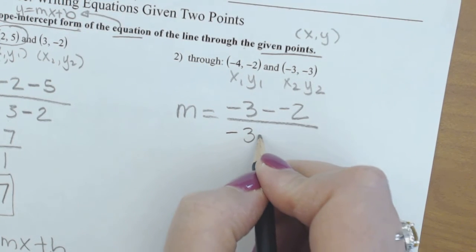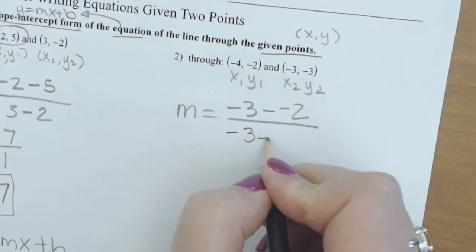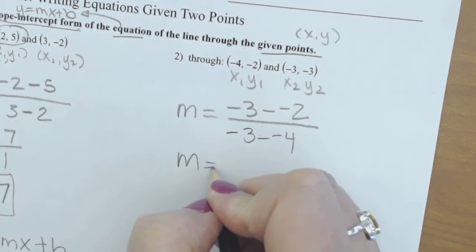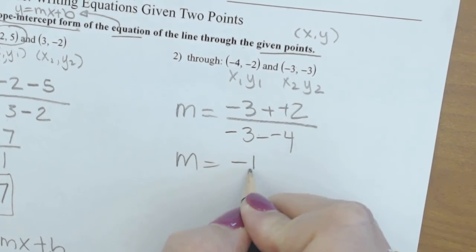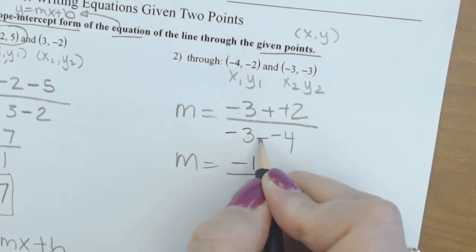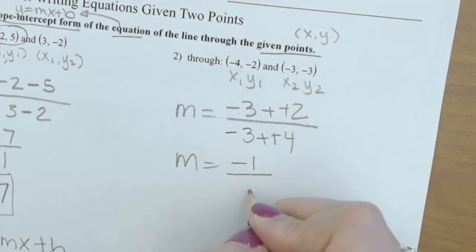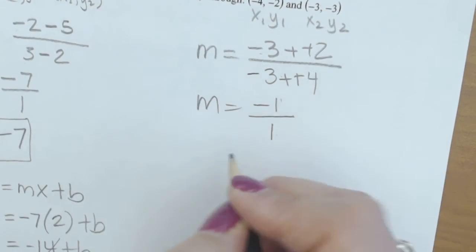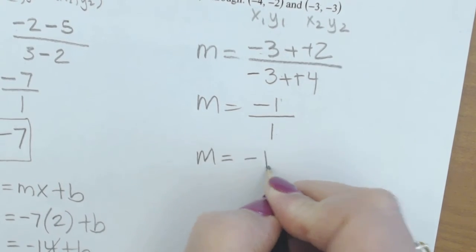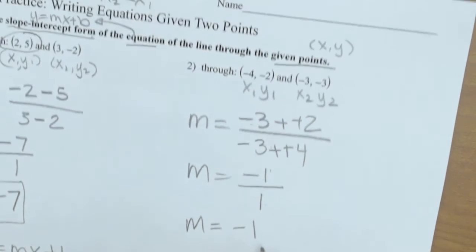Over x2, negative 3, minus negative 4, which is x1. Find our slope. This is really addition. So negative 1 over negative 3 plus 4. Again, this is addition. Negative 3 plus 4 is 1. We can divide this out to get a slope of negative 1. So we simplified it. Let's pick a point.